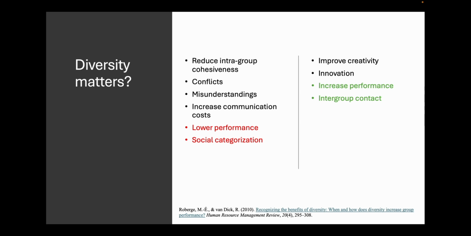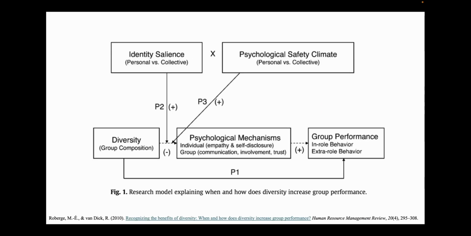On the other hand, people often argue that because you come from different backgrounds, you have different knowledge and skills, so it's much easier to generate creative ideas and innovative ways to solve problems, which can increase organizational performance. Especially in intergroup contexts, they can communicate with each other, learn from each other, and trust each other. That will definitely increase performance. So you have the lower performance argument and the increased performance argument, but why?